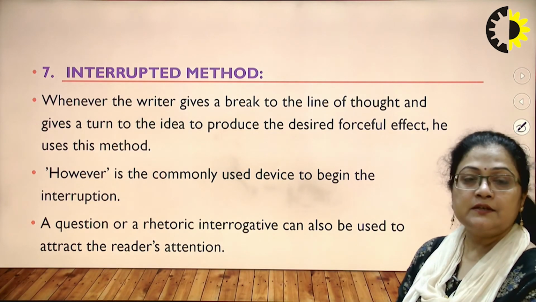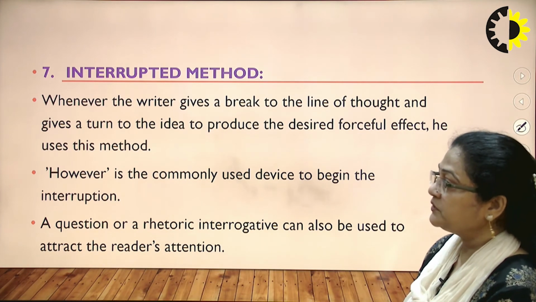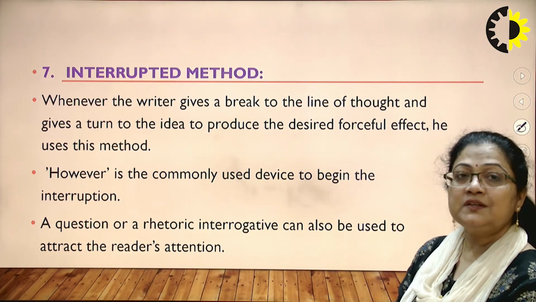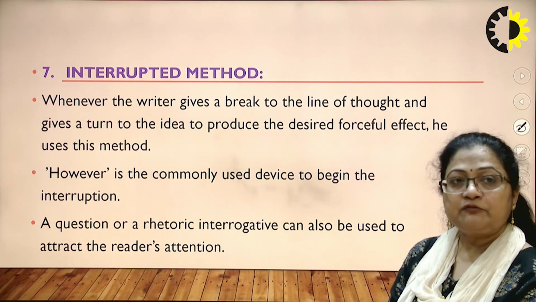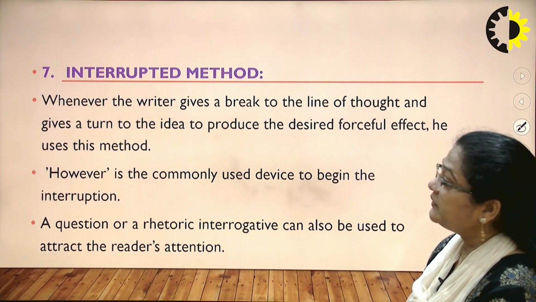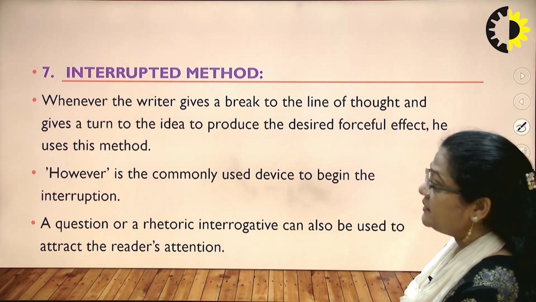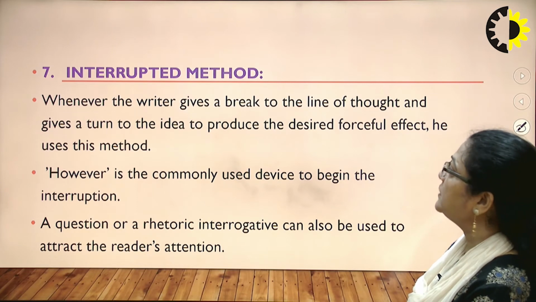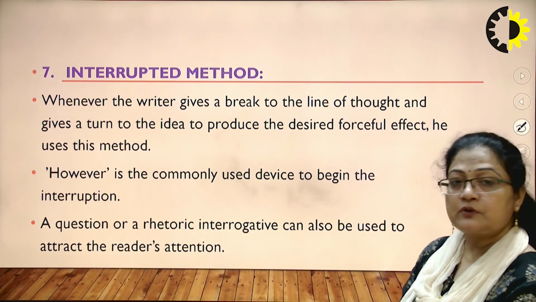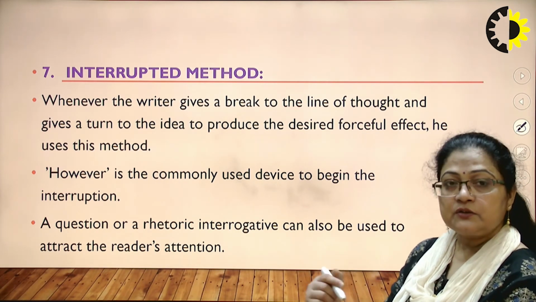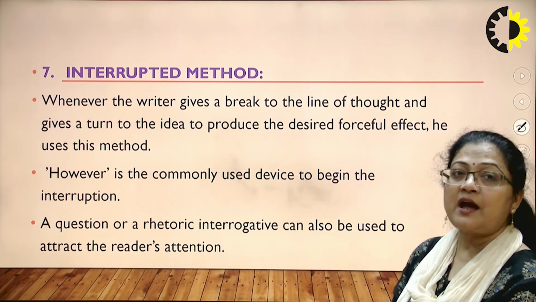These methods are detailed in the syllabus of soft skill 2 to be understood by the students. The interrupted method, although not taken as a technical method of writing, can be used to create a startling effect, whenever the writer gives a break to the line of thought and gives a turn to the idea. It is a sort of U-turn. The writer continues on one line of thought and then takes a turn suddenly to produce the desired forceful effect.